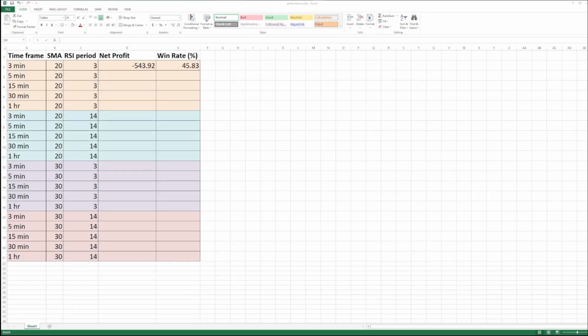As I mentioned at the beginning of the video, I will run this strategy with different input parameters to see how the strategy performs with varying parameter values. For this performance analysis, we will only run the strategy on SPY.